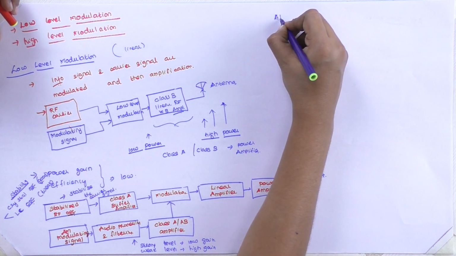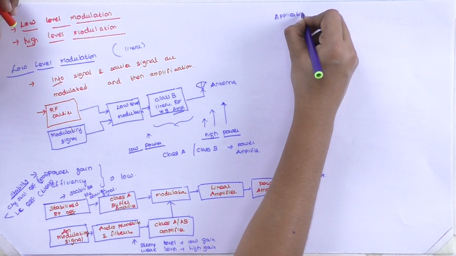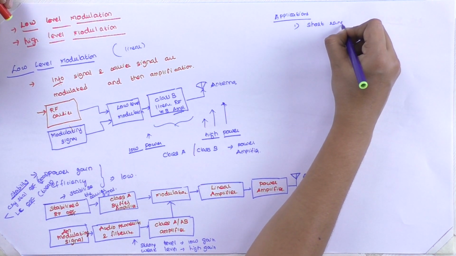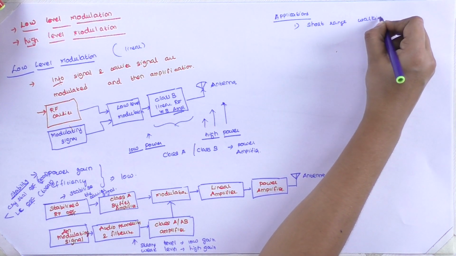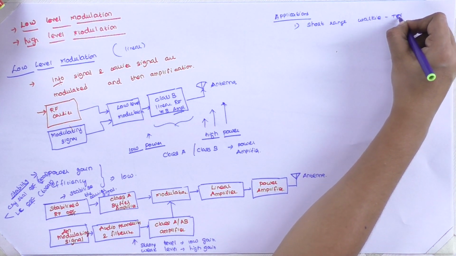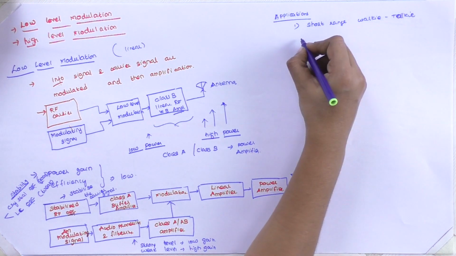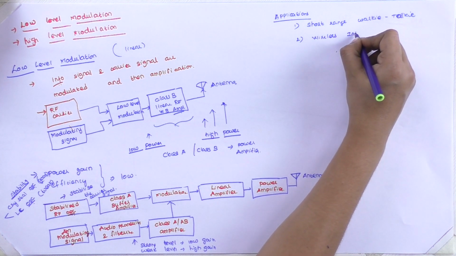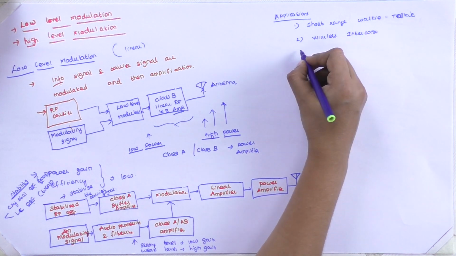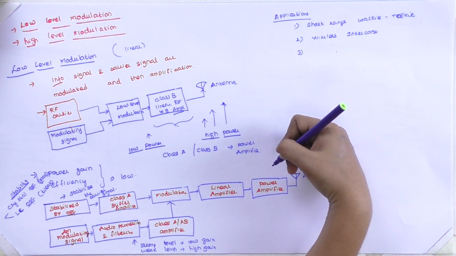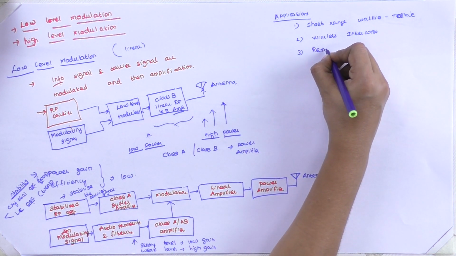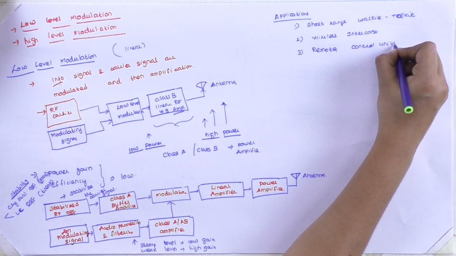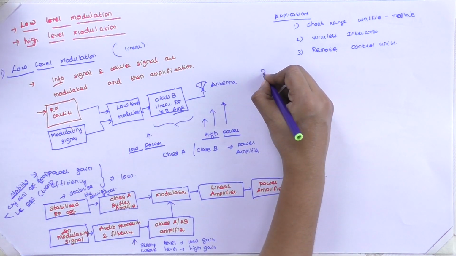Here the applications of low level modulation are: it is used for short range walkie-talkies, and second, it can be used for wireless intercoms. For all applications having low power levels we can employ low level modulation, and for remote control units. This is low level modulation.